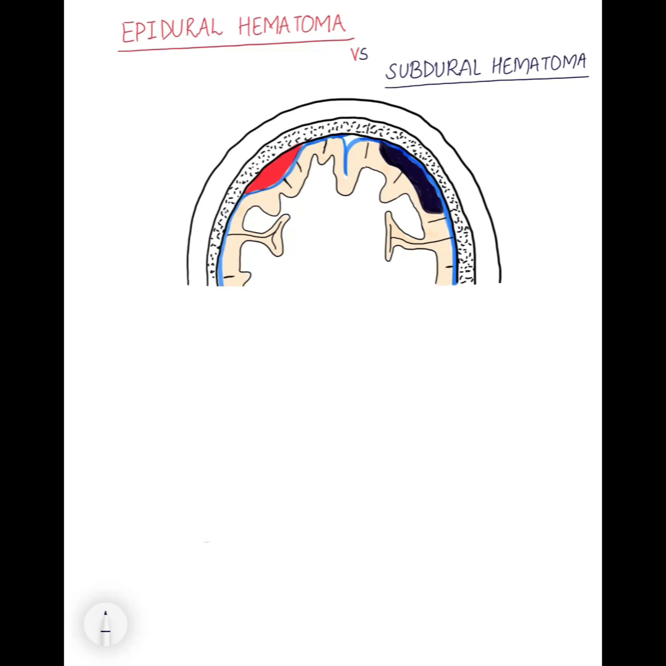Good evening, everyone. Today's topic is the basics of epidural hematoma and the subdural hematoma. So, first of all, we will start with the epidural hematoma.